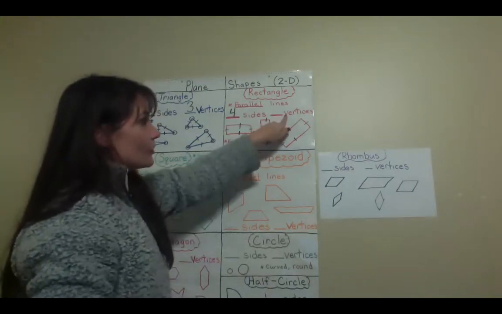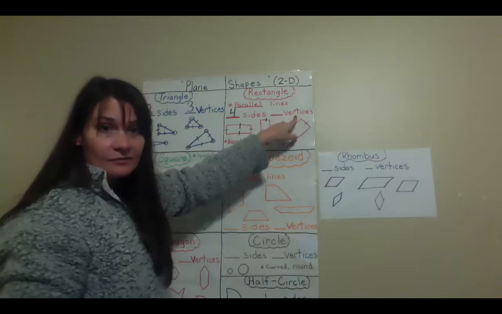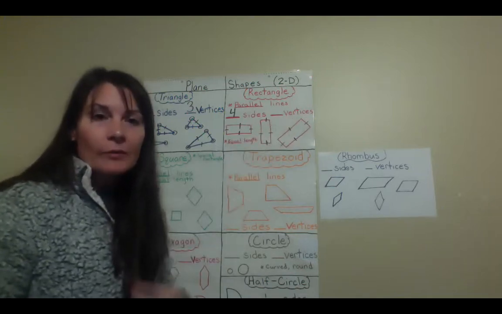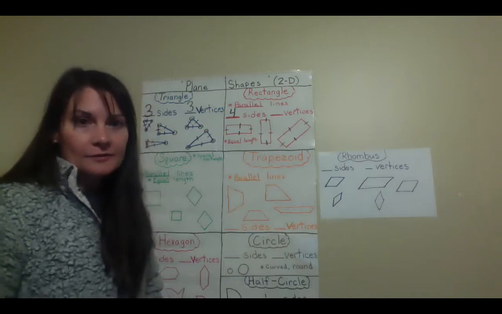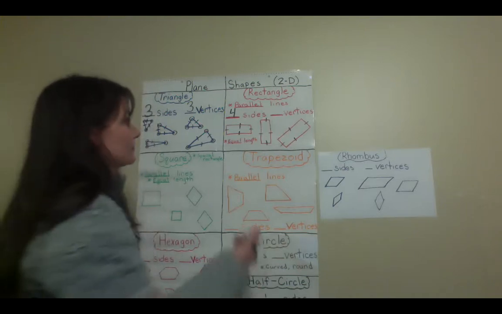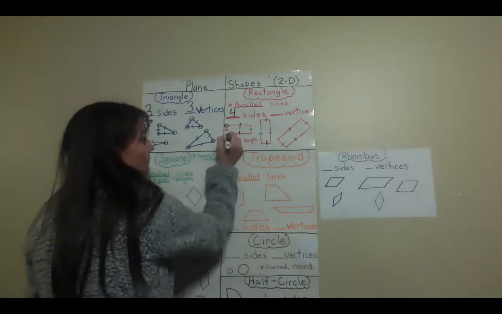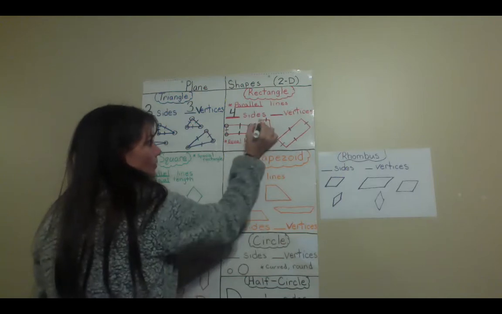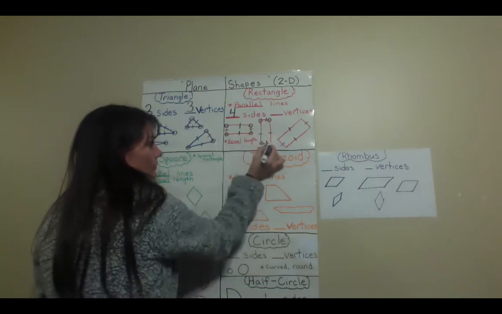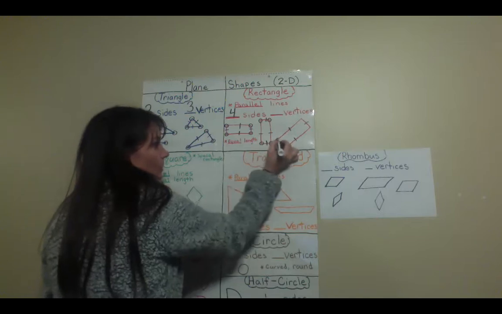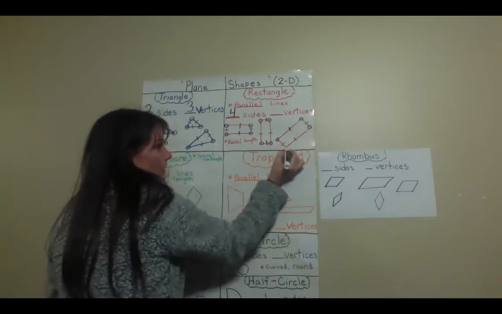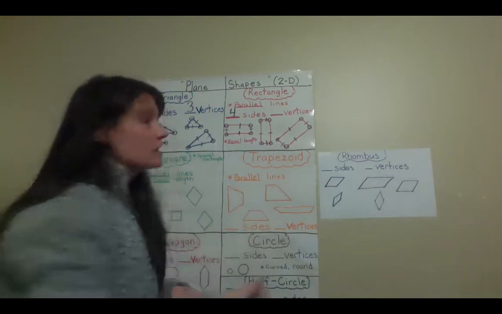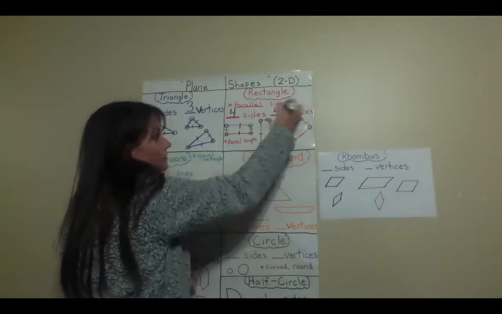How many vertices does it have? Remember, those vertices are the corners. How many corners does it have? Let's see. 1, 2, 3, 4. So I know that a rectangle has 4 vertices.